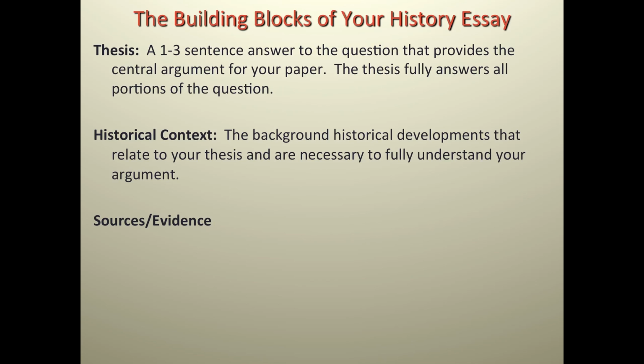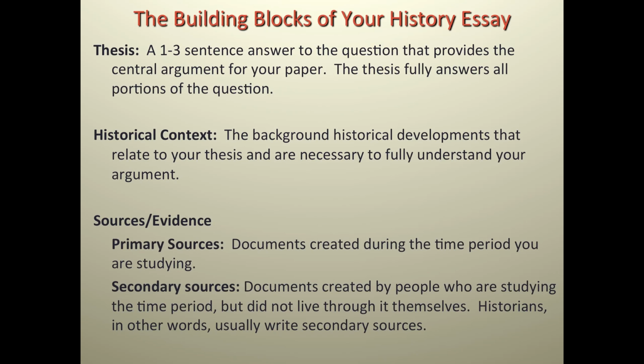Historians use two kinds of evidence: primary sources and secondary sources. Primary sources are documents created during the time period you are studying. So if, for instance, you are talking about the Lowell Mill and you use a political cartoon from that time period, then that would be a primary source. Secondary sources are written by people who didn't live through the time period. So mostly historians write secondary sources. So a historian today writing about the Lowell Mill would become a secondary source.